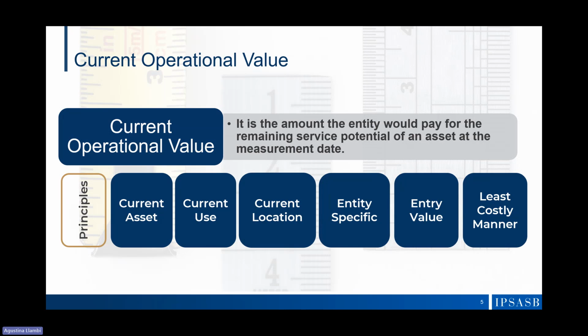So if I think of a large entity that has a large purchasing power where it will buy 10 cars, potentially it will get a discount on the overall purchase of 10 cars, as opposed to a smaller entity that is buying just one car. So that will contrast the least costly manner when it comes to that purchase or the value that you will give to that asset. So I think it's important to highlight what current operational value is.